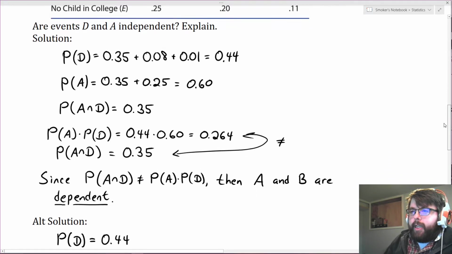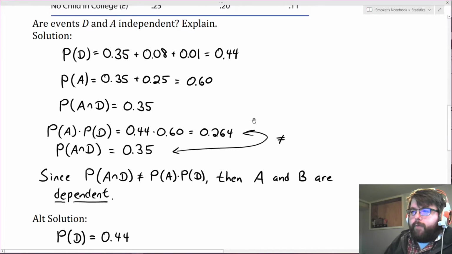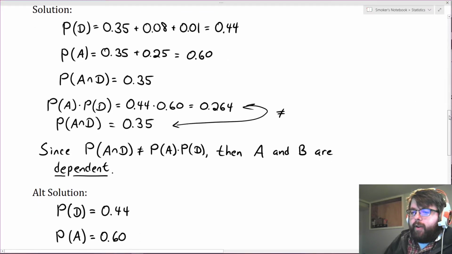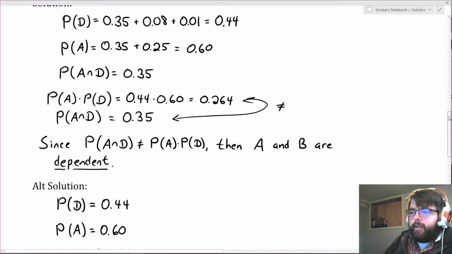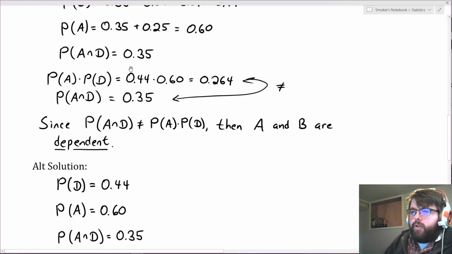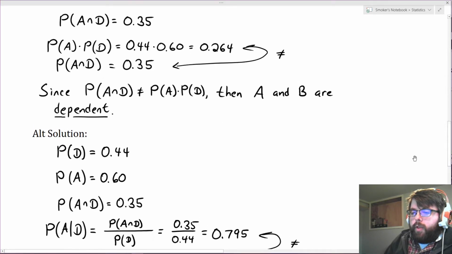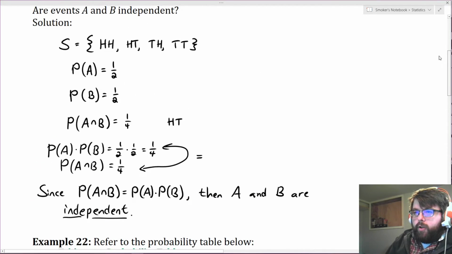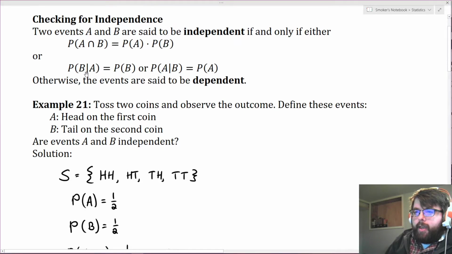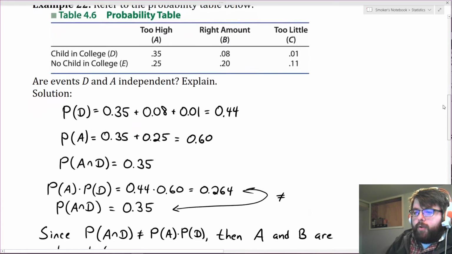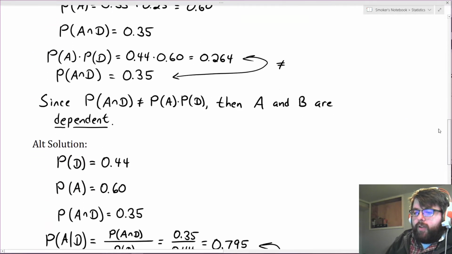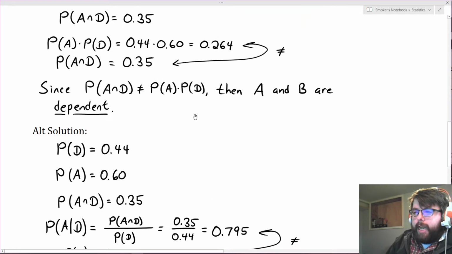So the probability of D is 0.44. We looked at that already. Probability of A is 0.60. We looked at that. Okay. Probability of the intersection is 0.35. Is the probability of A given D the same as the probability of A? That's what we're going to look for here. Probability of A given D equal to the probability of A. And if it is, they're independent. We already know that this is dependent, so we know this is not going to be equal, but it's just another way to do it if we did not do it already.